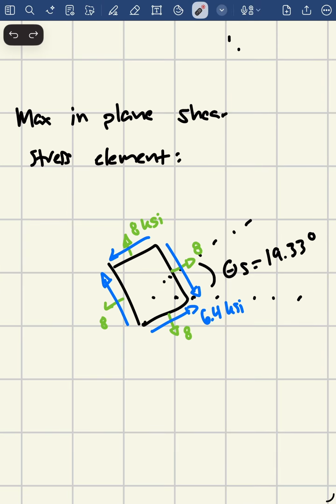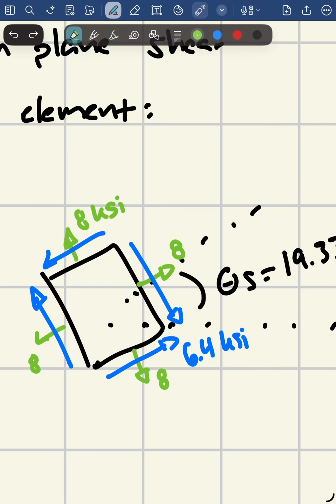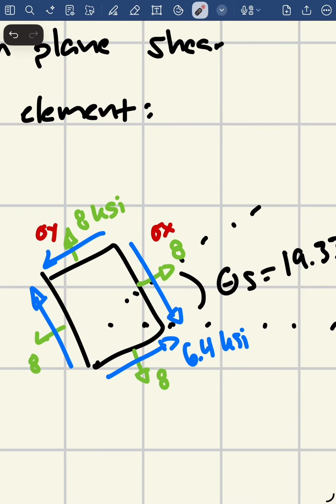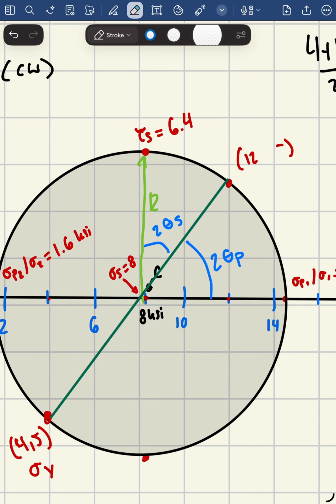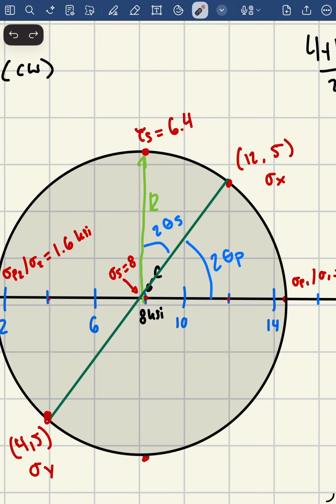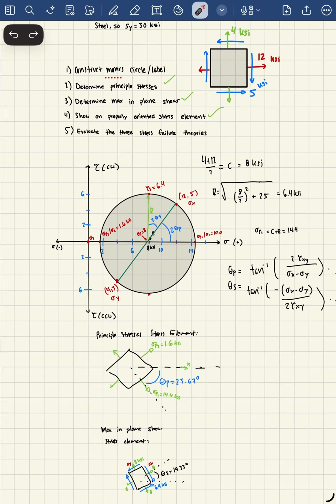And that is shown here because technically, this side of the element is still associated with sigma x, and this is associated with sigma y. And it's going to be clockwise of that 6.4 ksi, clockwise rotation. For sigma y, it's going to be counterclockwise. And that is just because of how this one is shown. So that solves the first 4 problems.